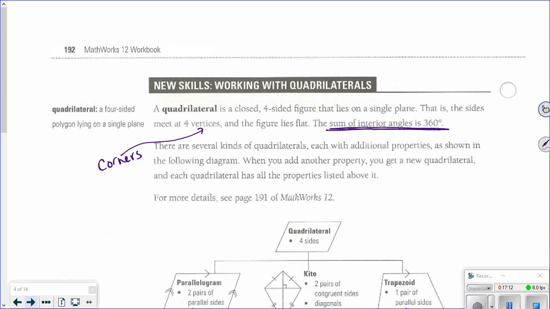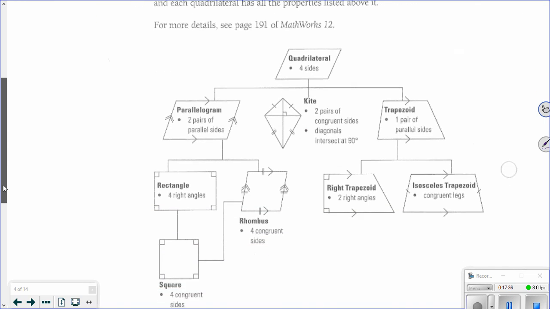So when we add up a triangle, it always adds up to 180. When we add up a quadrilateral, or a four-sided shape, we add up to 360 degrees. There are several kinds of quadrilaterals, each with additional properties as shown in the following diagram. When you add another property, you get a new quadrilateral, and each quadrilateral has all the properties listed above it. Okay, so this is a breakdown of the different types of quadrilaterals.